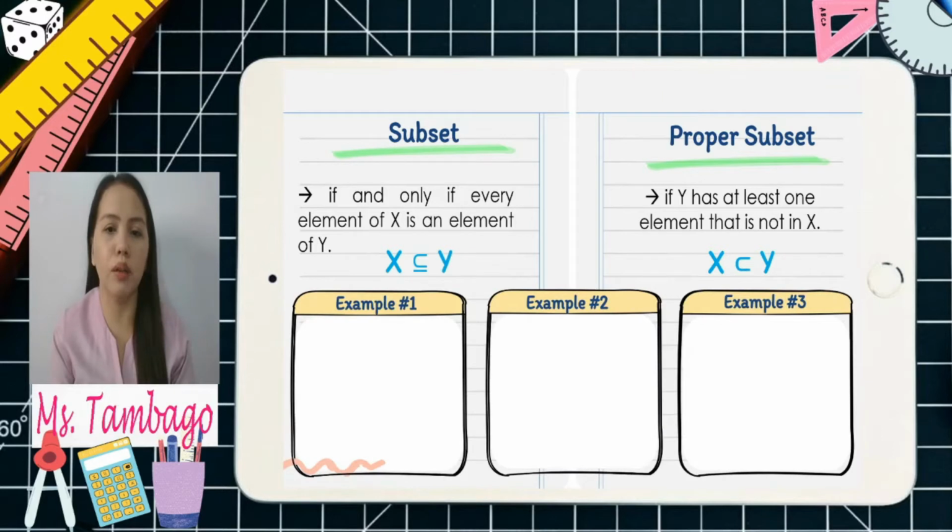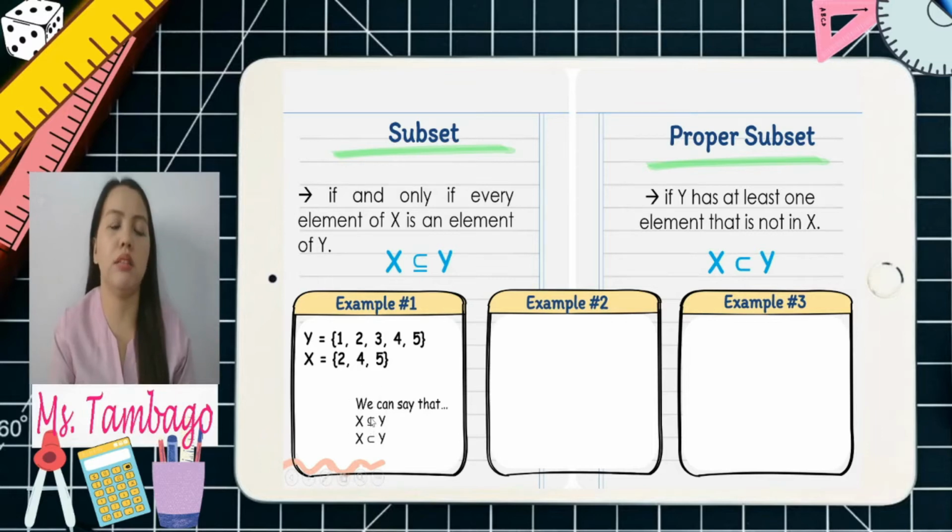Let's have an example. First, we have two sets. Set Y: 1, 2, 3, 4, 5. For set X, we have 2, 4, 5. We can say that set X is a subset of Y. Why? Let's go back to the definition. If and only if every element of X, the first one, is an element of Y, the second set. Okay, let's take a look at the given set X.